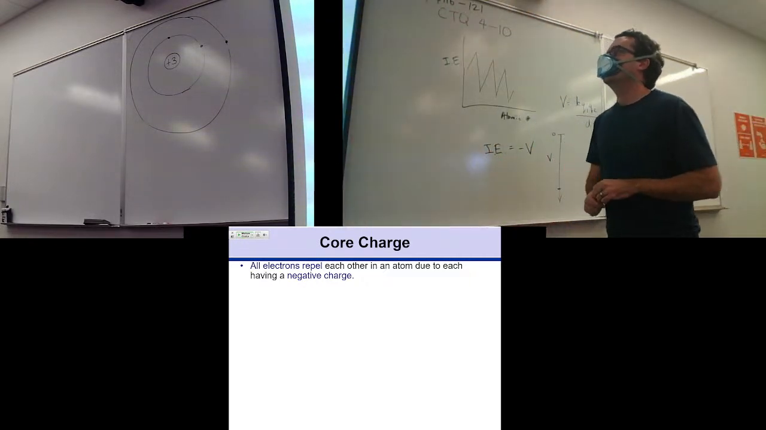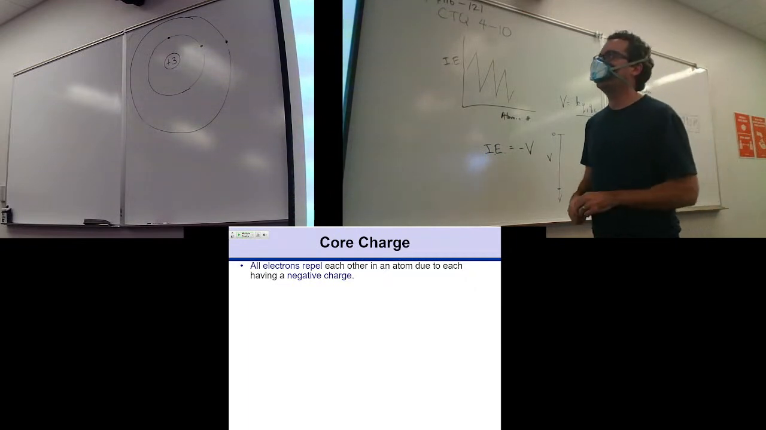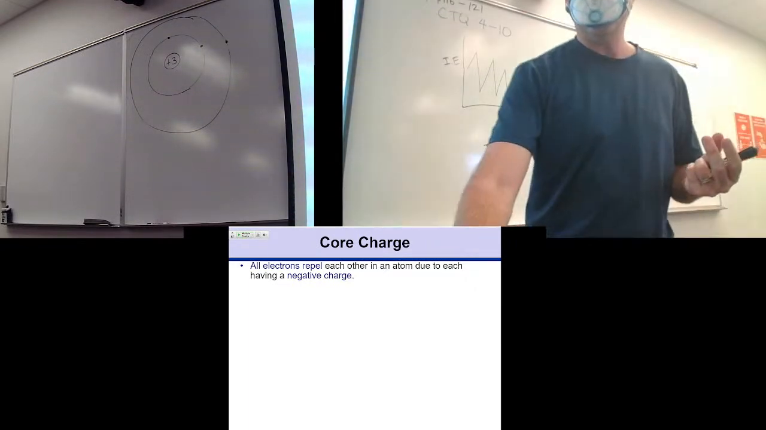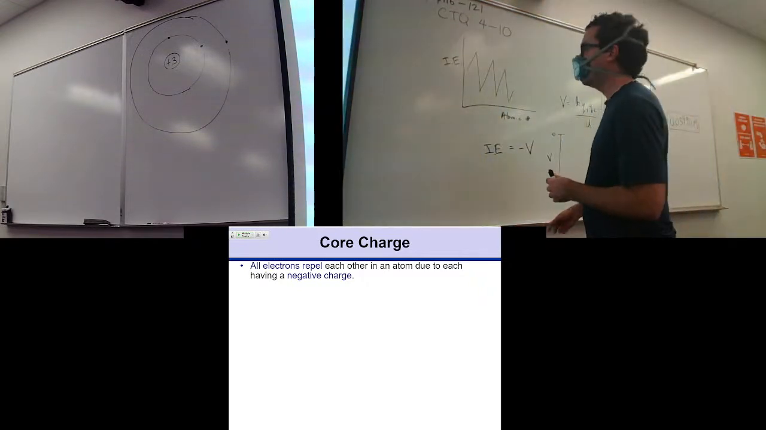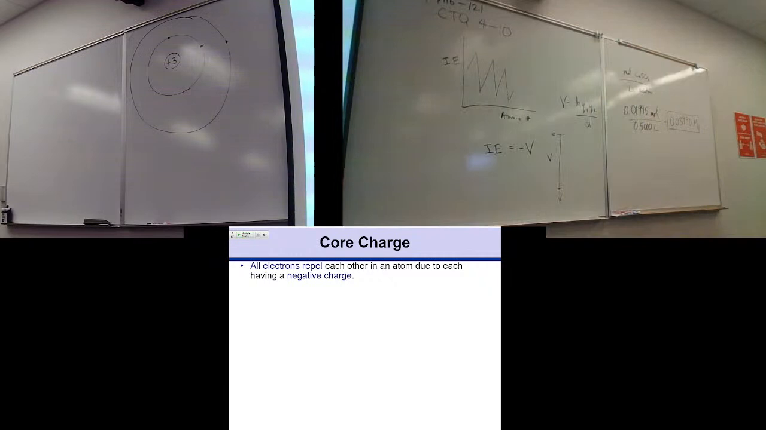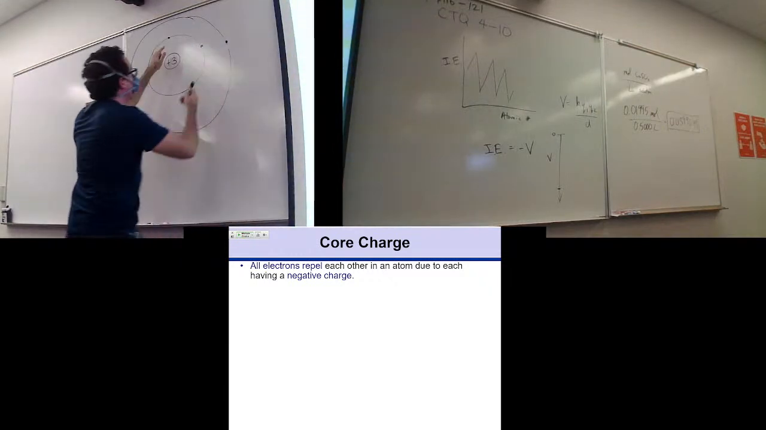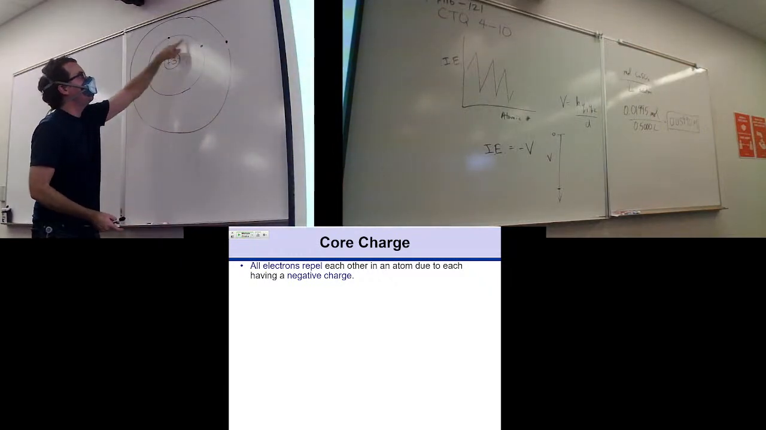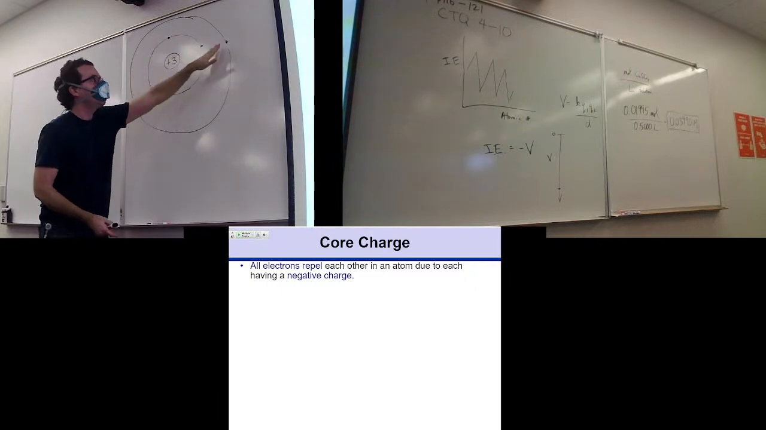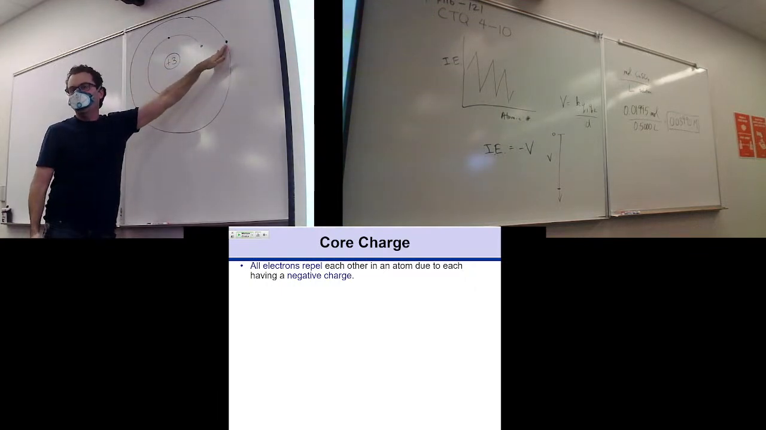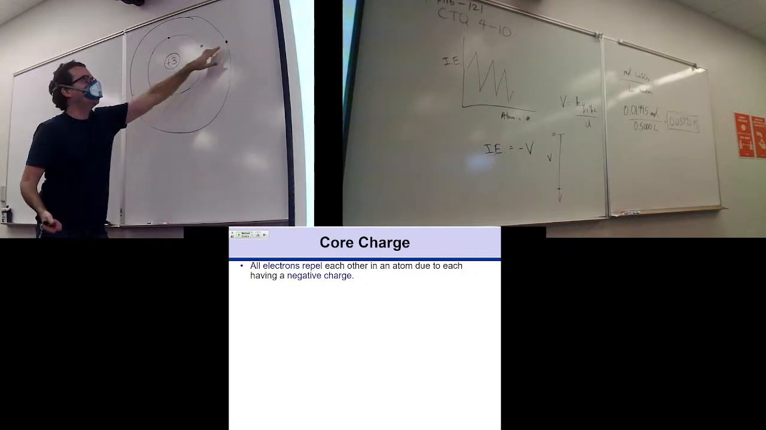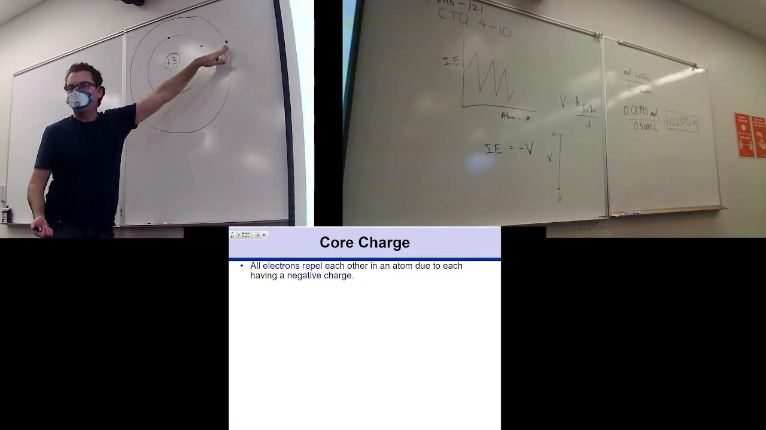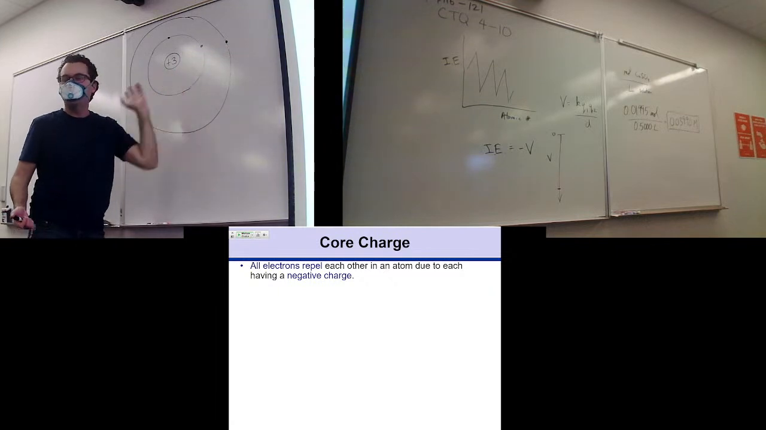So, the idea behind core charge is that electrons actually repel each other. When you have an atom that has multiple electrons, like lithium, these 2 electrons repel each other. These 2 electrons repel this outer electron. And all of those repulsions are going to affect how attached that outer electron is to the atom itself. It's going to affect its ionization energy.